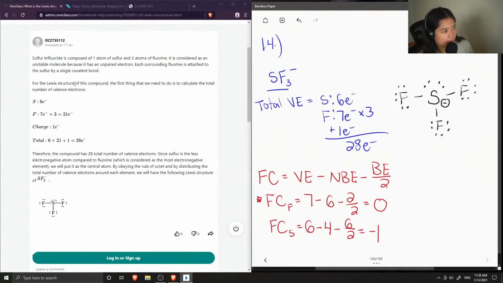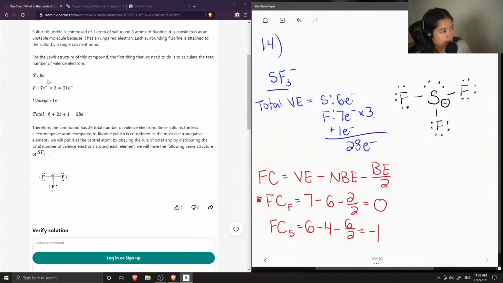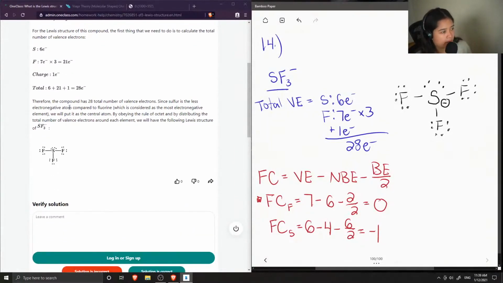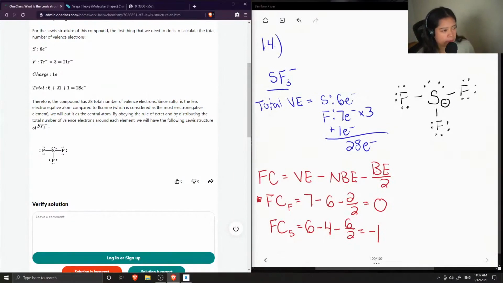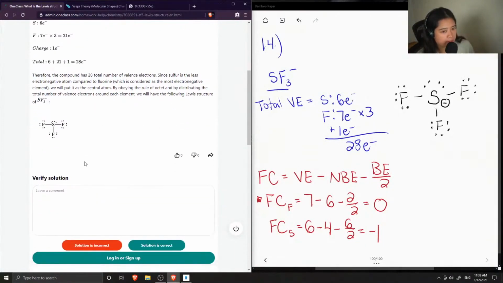And for the Lewis structure of this compound, the first thing we need to do is to calculate the total number of valence electrons. So they calculated it to be 28, and therefore the compound has a 28 total number of valence electrons. Since sulfur is less electronegative, they'll put it as the central atom, and by obeying the rule of octet and distributing the total number of valence electrons around each element, we'll have the following Lewis structure.